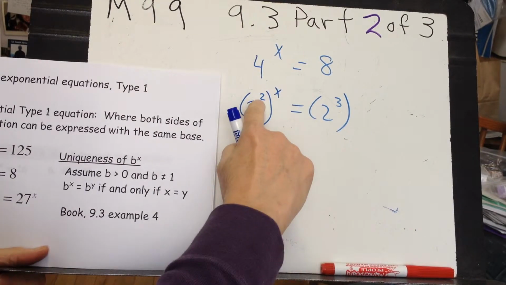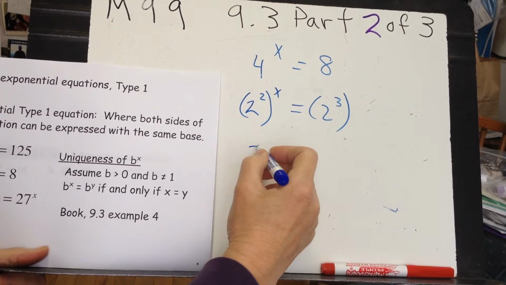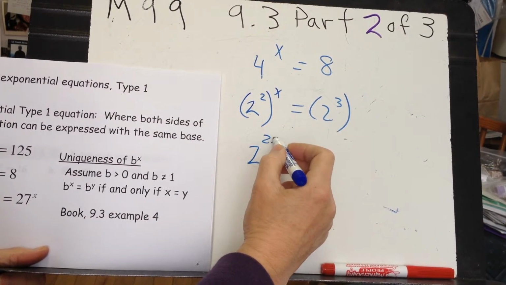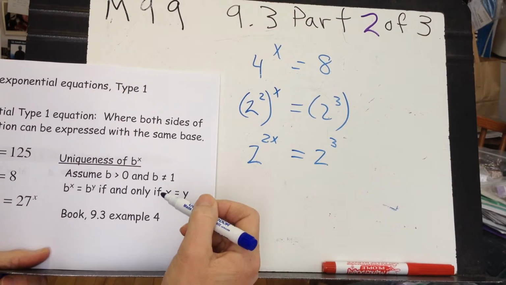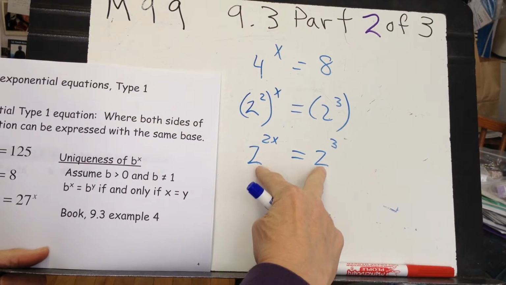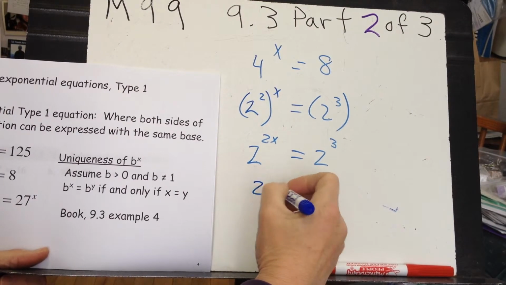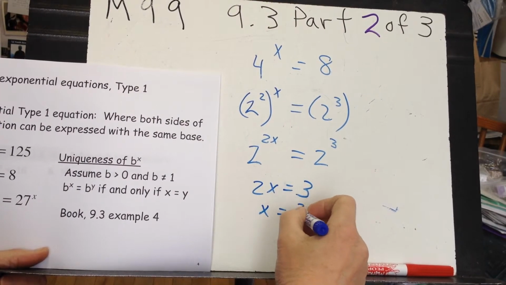So when you have a power raised to a power, what do you do with the exponents? You will multiply them. So this is 2 to the 2x is equal to 2 to the 3rd, which means that now I have the same base on both sides. Those exponents had better be equal. So therefore x is equal to 3/2.